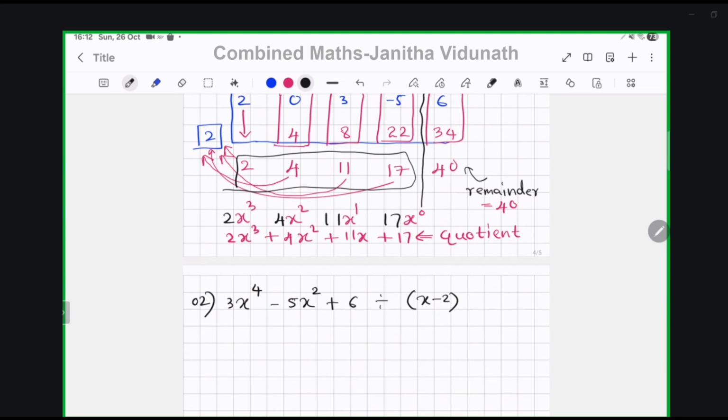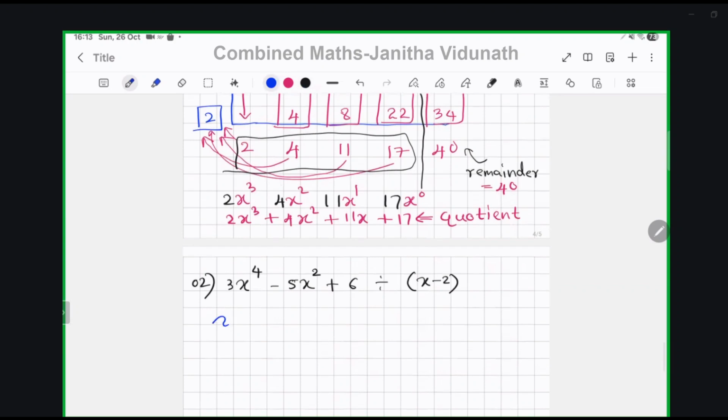Now I am going to solve the second question. Here, the first term is 3 times x to the power 4. Now the x to the power 3 term is missing, so we need to include 0 times x to the power 3. Then we have the x to the power 2 term, that means minus 5 times x square. Then our x term is also missing, that means we need to include 0 times x. Then plus 6, divided by x minus 2.